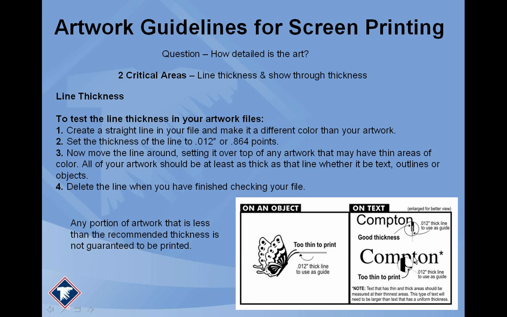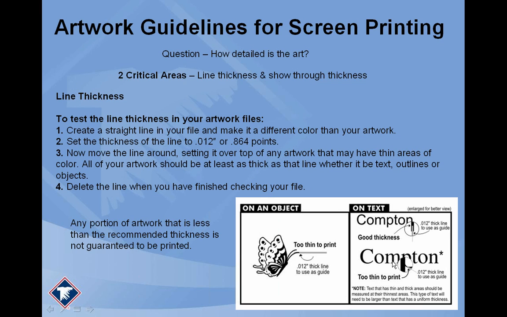Off to the right-hand side, you see the same going on with text. It's the same situation. Compton on the top here, our little gray line, our 0.012, we compared it to the N in Compton, and that N is thick enough. We would be able to burn it onto a screen. That's a good thickness. That would work. However, the Compton at the bottom here does not work. See how the letter P gets really super thin right there, and it's too thin to print.